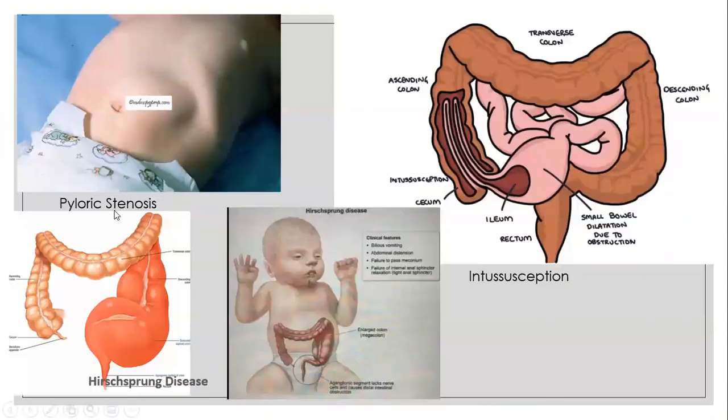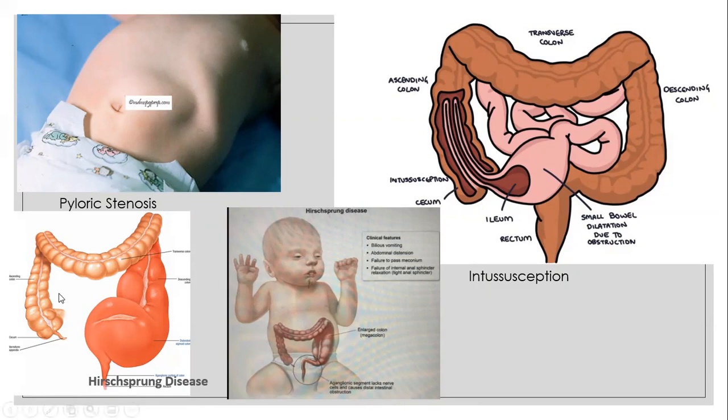Here, pyloric stenosis. We can see an olive-like mass. It is a condition in infants in which the opening from the stomach to the small intestine is narrowed, thereby preventing food from entering the small intestine.